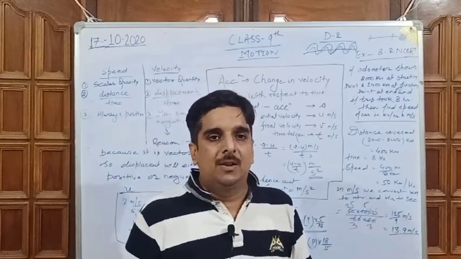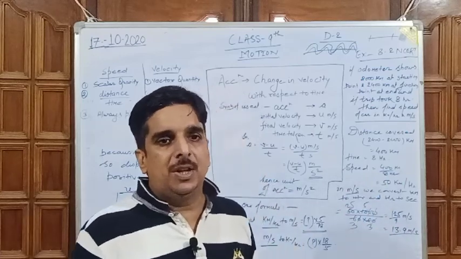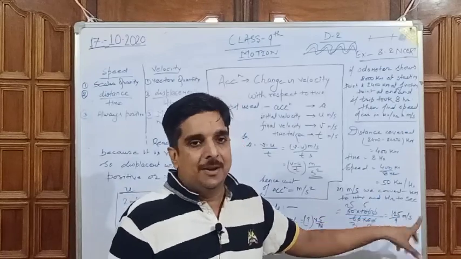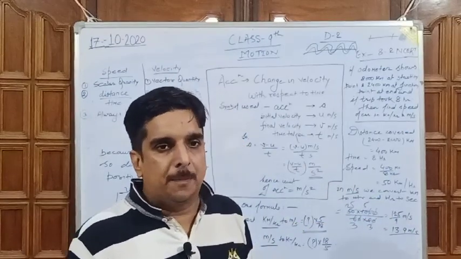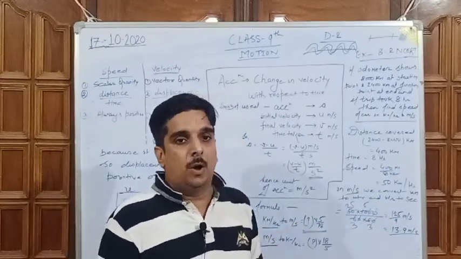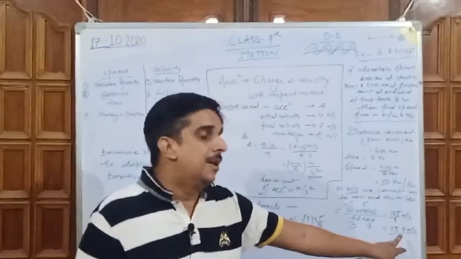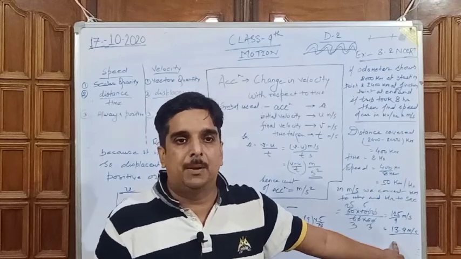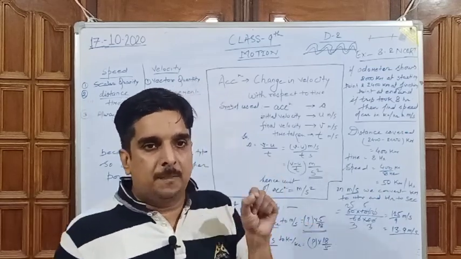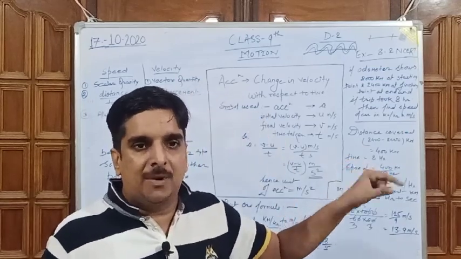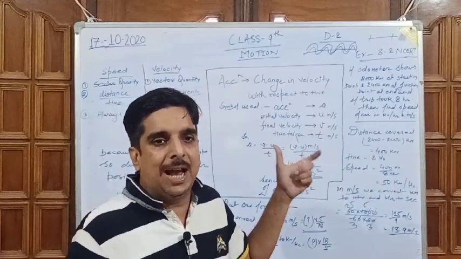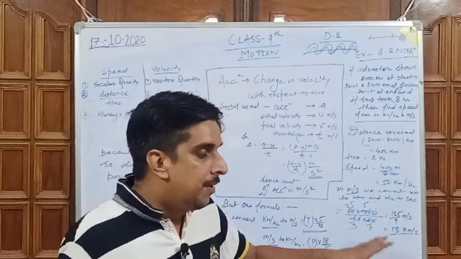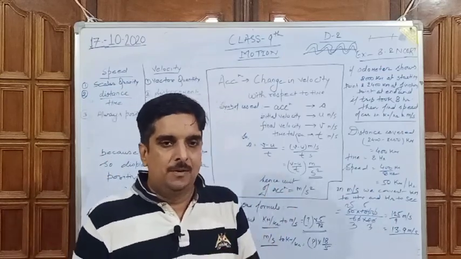So for 1 hour, what will come? 60 into 60, 3600 seconds. So now the unit will change from kilometer per hour to meter per second. After calculating all these things, we'll get the final value equal to 13.9 meter per second. So the speed is equal to 50 kilometer per hour in km per hour unit and 13.9 meter per second in meter per second.